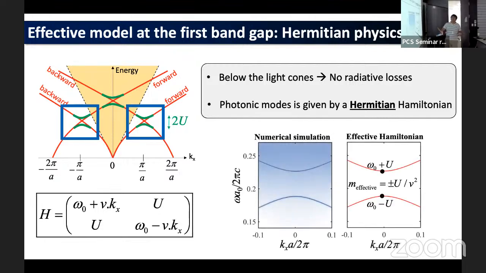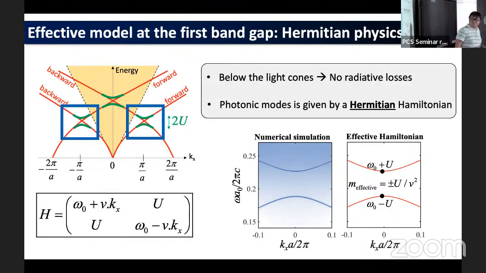Of course, you can diagonalize this very easily to obtain the band gap given by 2U, and the effective mass given by both U and the velocity. And here we solve ab initio using the Maxwell equations, and we obtain a very good correspondence. So we can explain very well this first band gap.